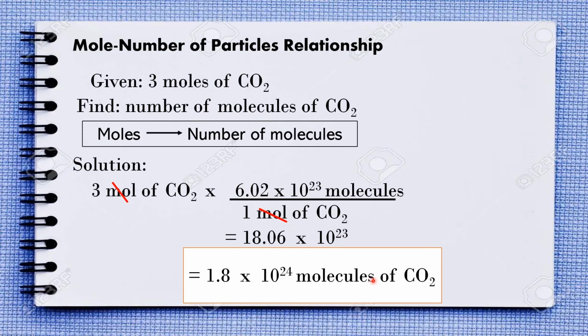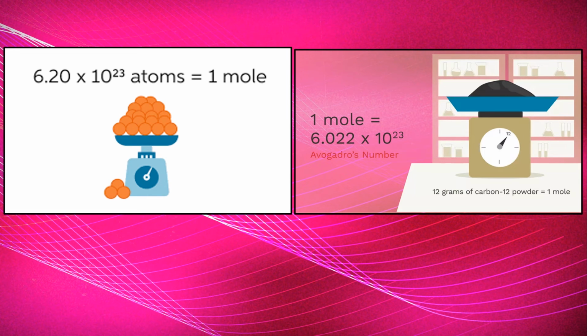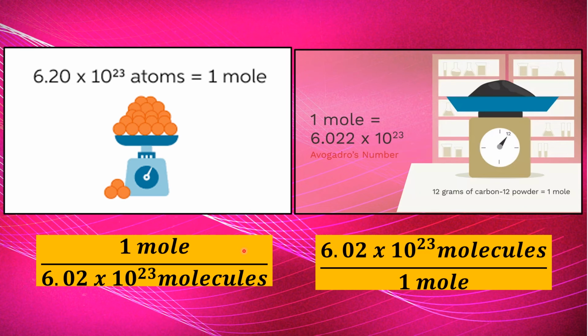Remember that the relationship between 1 mole of any molecule is always equal to 6.02 times 10 raised to the 23rd power of molecules, and vice versa with molar mass. The conversion factor may be written in 2 ways. 1 mole divided by 6.02 times 10 raised to the 23rd power of molecules, or 6.02 times 10 raised to the 23rd power of molecules divided by 1 mole.